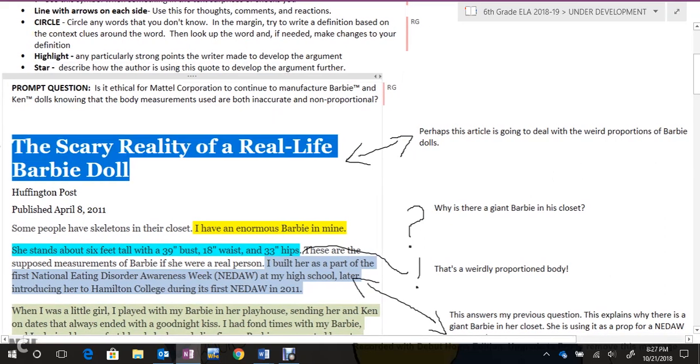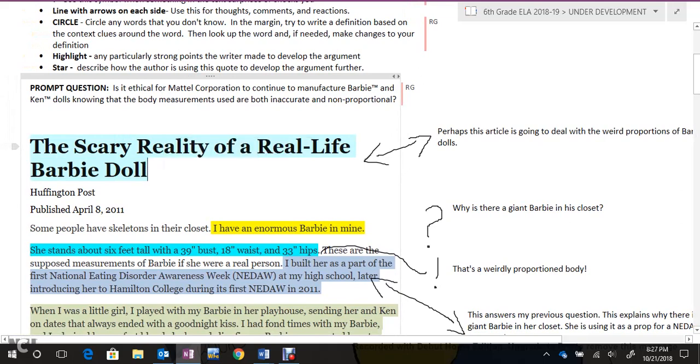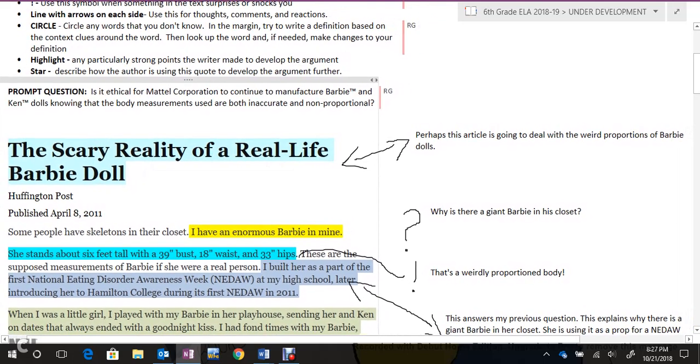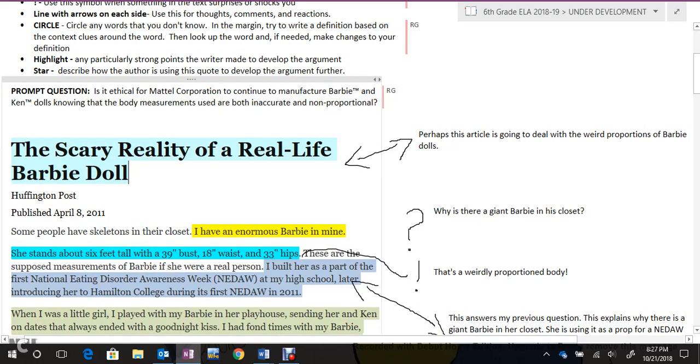The very first thing you're going to see in the article is the title. It's going to indicate a lot, and you'll always want to make some sort of comment about the title. So here, the scary reality of a real-life Barbie doll. I read that for the first time, and I thought, perhaps this article is going to deal with the weird proportions of Barbie dolls. Maybe, maybe not. And so I keep reading along. I may even make a comment about how old this article is. It's a little old, but still rings true.